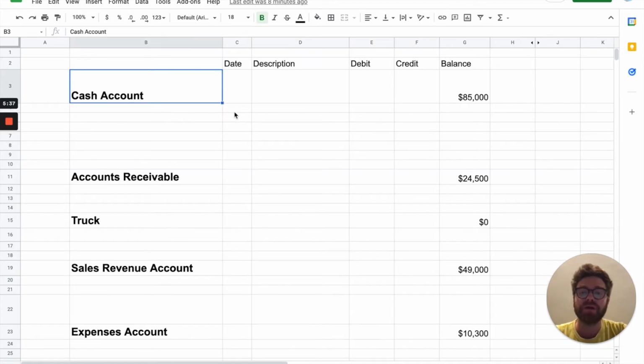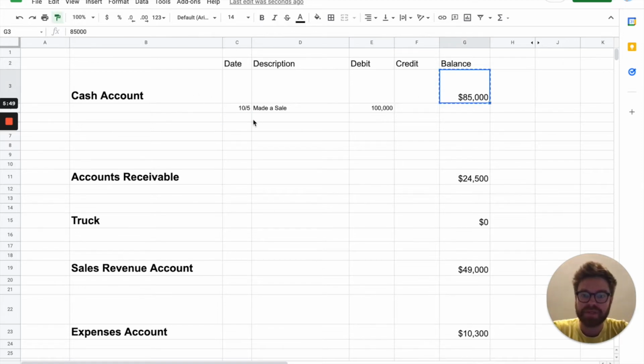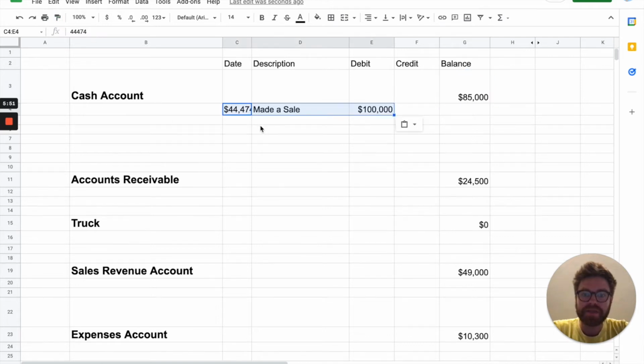So what we're going to do here, on this date, which was 10/5, we made a sale and it increased the balance by $100,000. So it went up there. I'll make this a little bit bigger so we can see it. So next here, and let me undo that, we'll do 10/5 here.